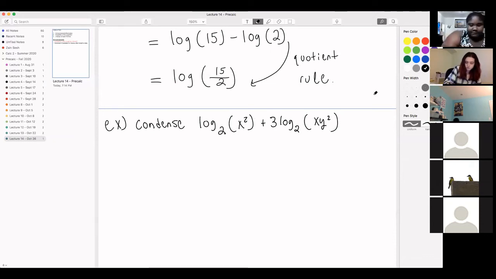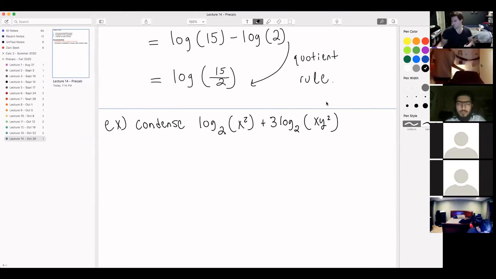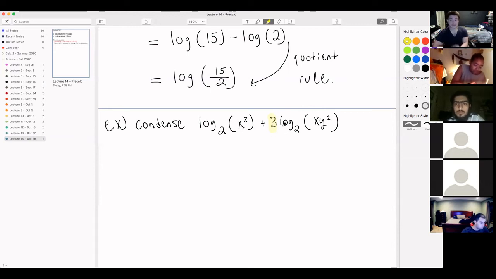First things first, we can't use the product rule immediately, and the reason is this coefficient of 3. Remember the product rule, log of mn equals log of m plus log of n. That requires all of the coefficients of log to be 1. We have a coefficient of 3 here, so that doesn't work yet. So we need to do something. First let me write that, and as I'm writing it, think about how we can get rid of this coefficient of 3.